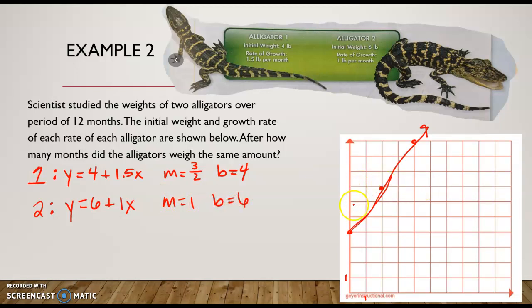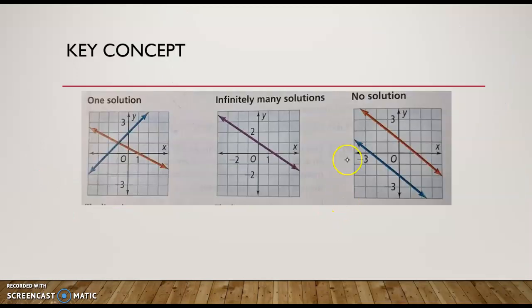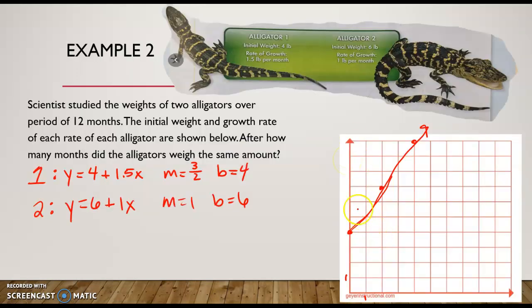So I'm going to, that's 4, 5, 6. And we're going to go, oops, no, come back. 6, up 1 over 1, up 1 over 1, up 1 over 1, up 1 over 1. And I know they're not that straight, but they do cross right here.